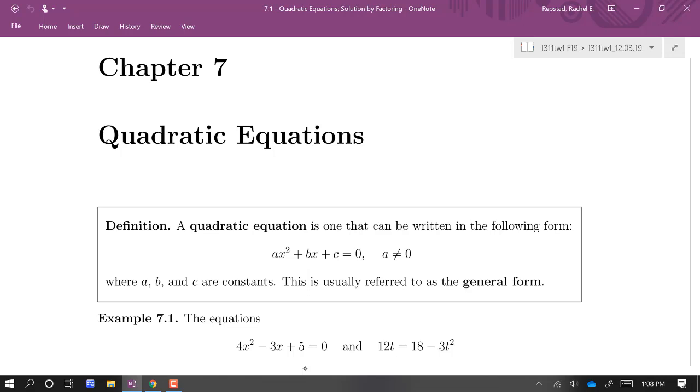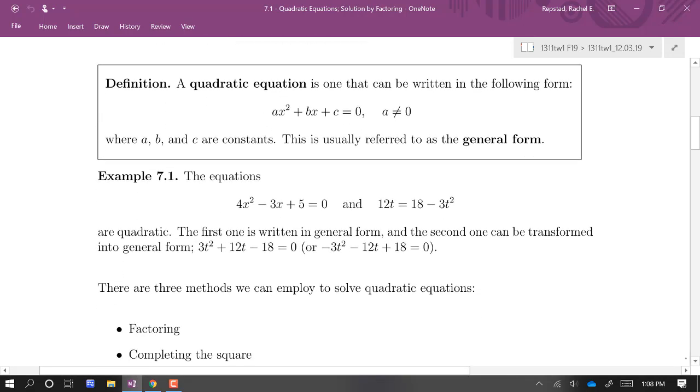There's no higher powers. You're not dividing by x. There are no radicals or anything. So it's one that can be written in this form. You might not be given an equation in this form initially, but if you can rearrange the terms so that it can be written this way, it's quadratic. So here's a quadratic equation. This is also quadratic because we could rearrange it to look like this. There it is in that form, where a, b, and c are 3, 12, and negative 18 respectively. Or if you multiplied everything by -1, it would look like this, right? When it's set equal to 0, you could just flip all the signs.